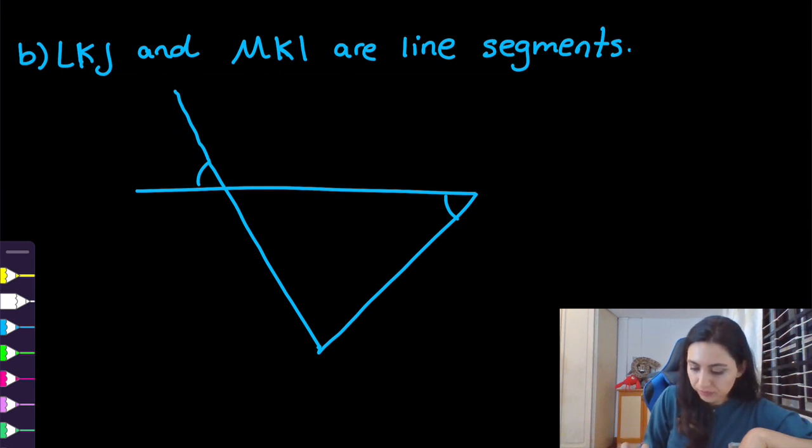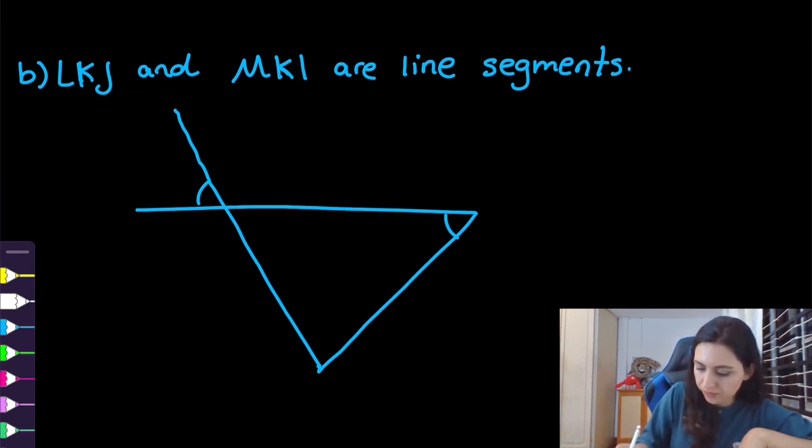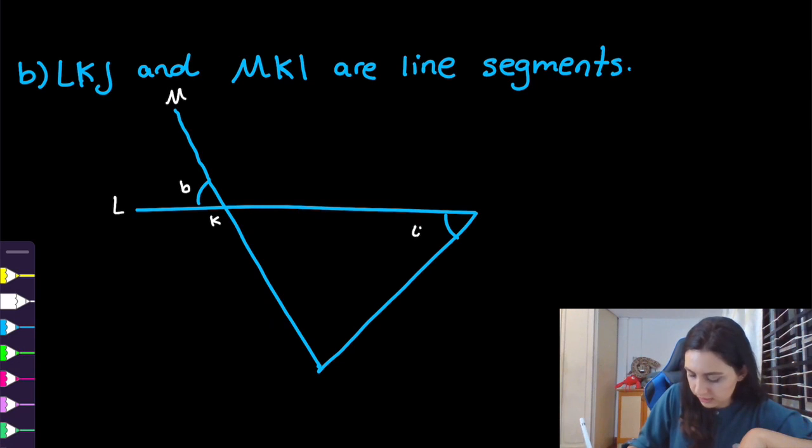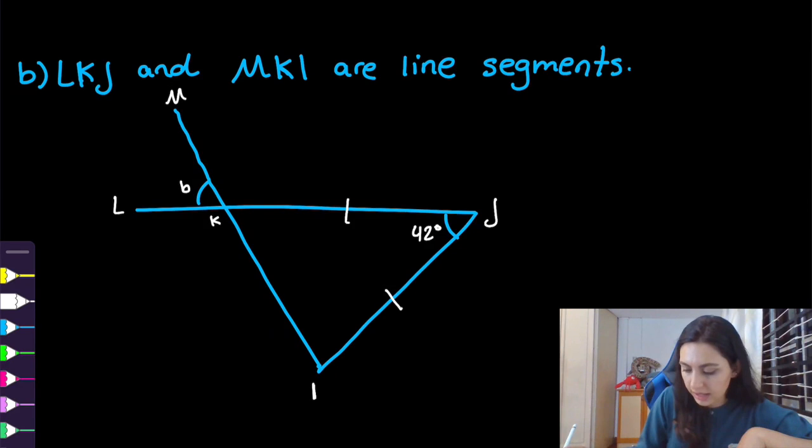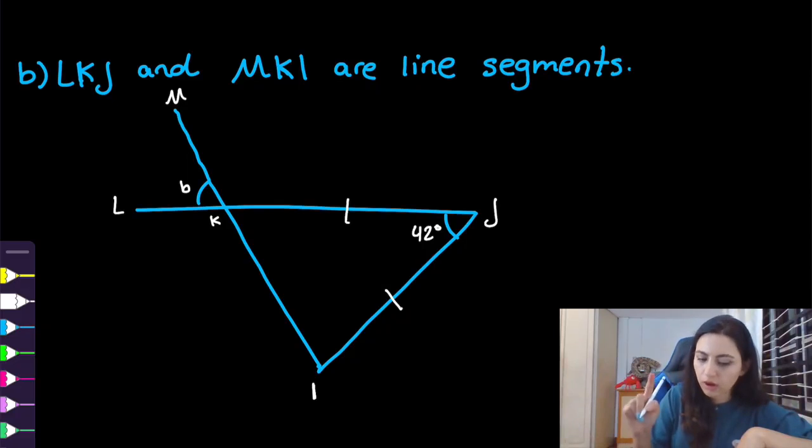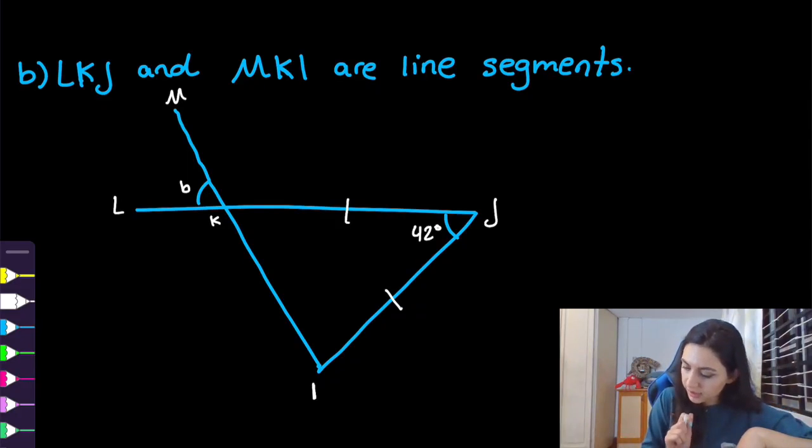Part B. The figure is shown. We have this here, M, B, L, K here. This angle is 42 degrees. J. Here, these two sides are equal, and we have I here. Let's see what the question says. LKJ and MKI are line segments. True. So we don't see one line segment, we see two. That's okay, that's fine. Let's see how we can solve it.